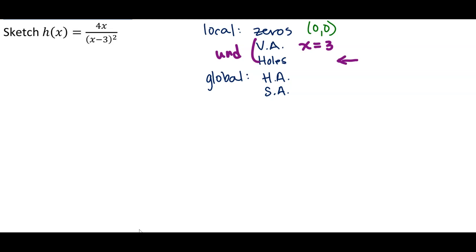For global behavior, we want to think about what happens as x gets really, really big, and you can do positive or negative for rational functions. The behavior should be the same on both sides. So what I'm seeing here is that on the top, it would be like having 4 times a million. And on the bottom, it would be having a million. Minus 3 doesn't really make much difference when we're talking about huge numbers, but a million squared. So notice that multiplying by 4 doesn't come anywhere close to multiplying by a million.